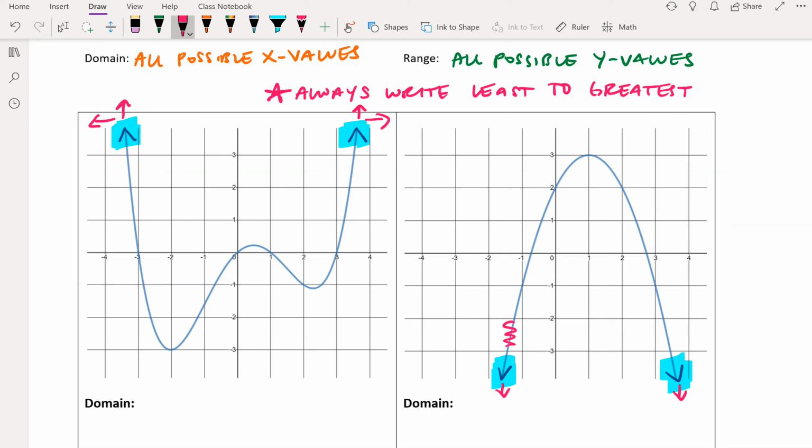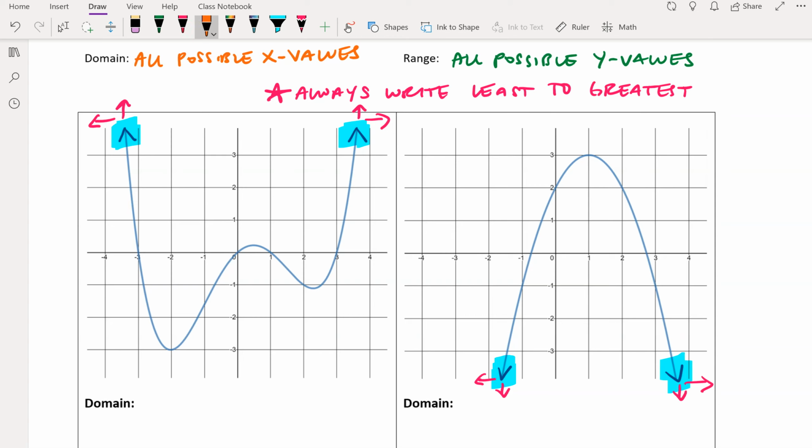Let's do this one over here. We're going to annotate this arrow. It is pointing down and left. And then let's annotate this arrow over here. It is pointing down and right. So annotate your arrows when you're doing domain, range, increasing, decreasing. Annotate your arrows.